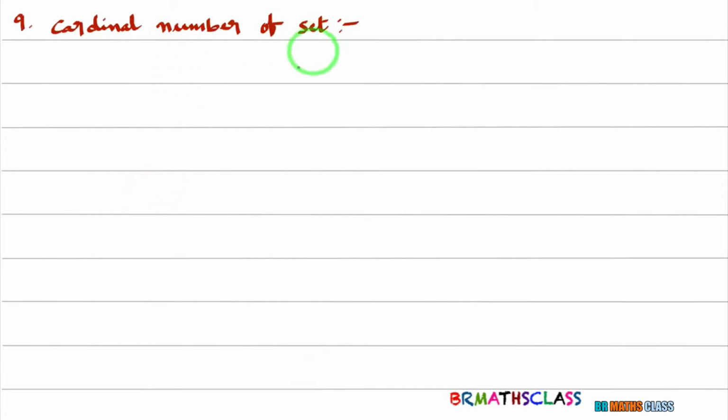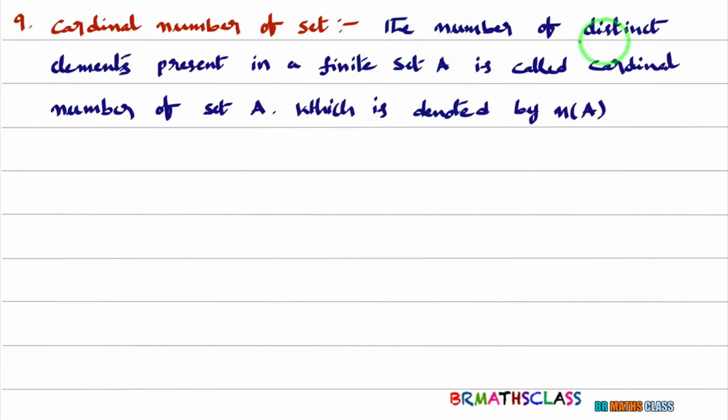Cardinal number of a set. What is meant by the cardinal number of a set? See here, the number of distinct elements, meaning different elements, present in the given finite set A is called the cardinal number of set A, which is denoted by n(A).